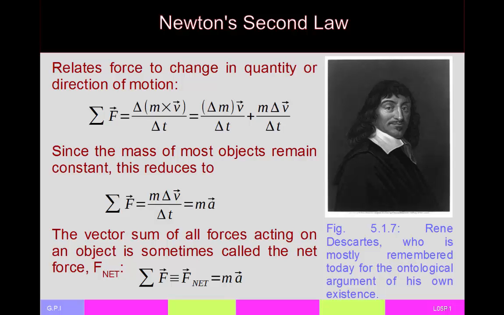So the net external force is the same thing as saying the sum of all forces that are external to the object which are acting on the object. Take every force that is outside the object acting upon the object, add them together as vectors, and you have the net force. That net force will have the same magnitude and direction as the mass of the object times the acceleration of the object.